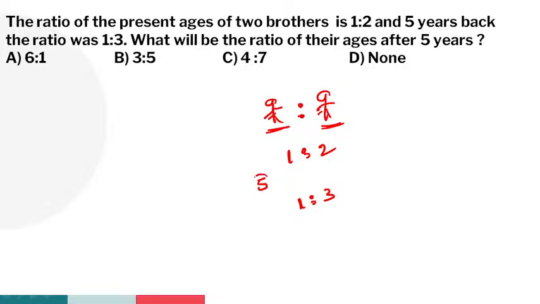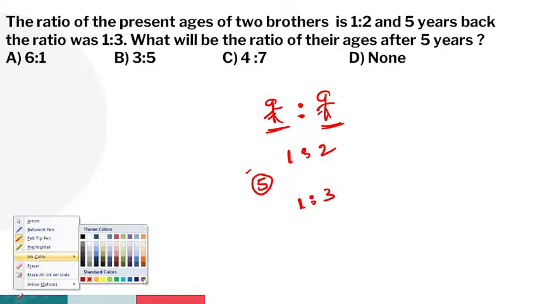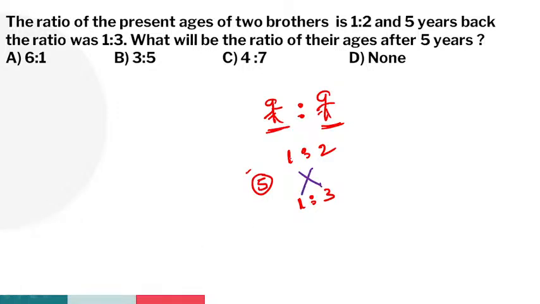Right. I already told you, so whether ago, before or after, the same shortcut works out. What is the first step, guys? Cross multiplication, check the difference. 1 into 3, 3. 1 into 2, 2. Difference is how much? 1. What is the second step? Check the second ratio difference. 1 and 3, the difference is how much? 2. Okay. So we have to find out the ratio, and we must find out both ages. After 5 years, we need to find the age ratio.